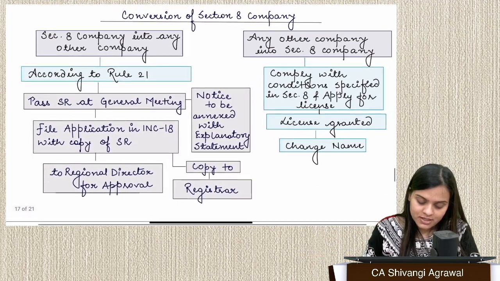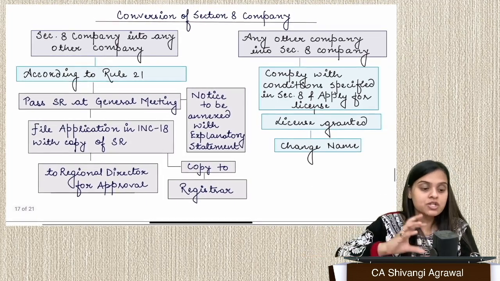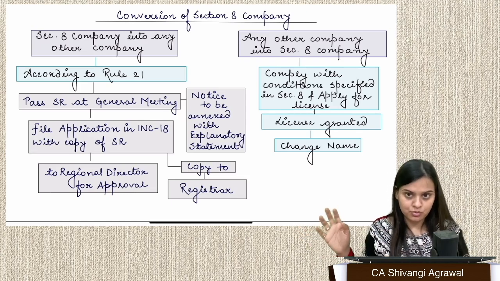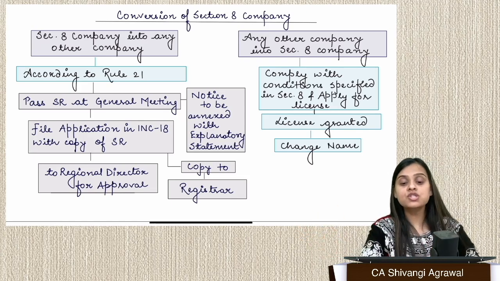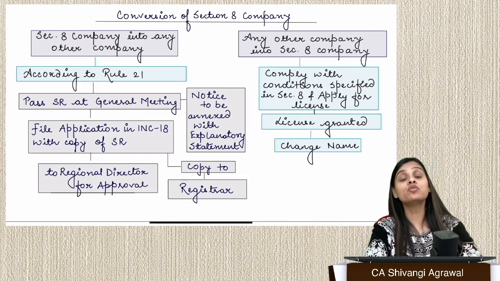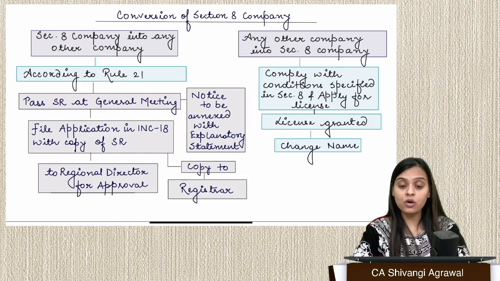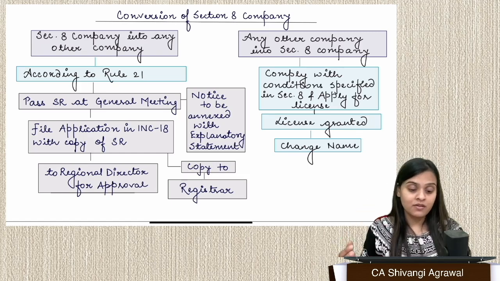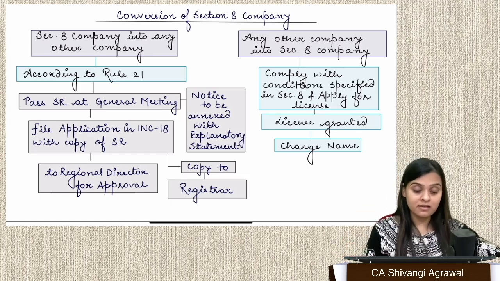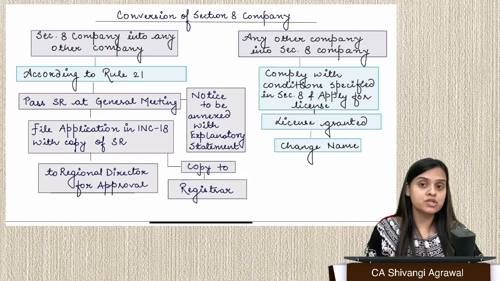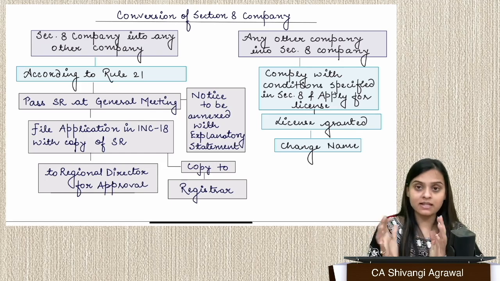Now, when we come to conversion of Section 8 company, see, we have an elaborate procedure and rule. We do not get conversion so easily. We need to get the approval of regional director. And to get the approval of regional director, we also have to give a notice. We also have to publish a notice in newspaper. We also have to serve a notice to a lot of authorities. So there is an elaborate procedure.